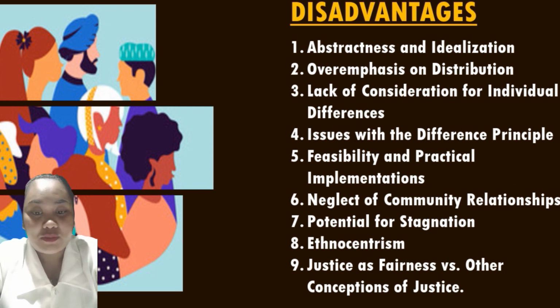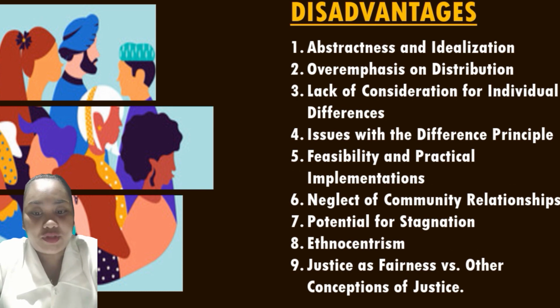Fourth, issues with the difference principle. The difference principle, which permits social and economic inequalities only if they benefit the least advantaged members of society, is seen as problematic by some critics. Fifth is the feasibility and practical implementation. Implementing Rawls' principles in real-world policy making is considered highly challenging, given the complexities of political, economic, and social systems.